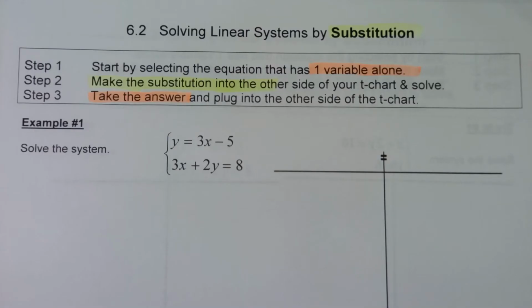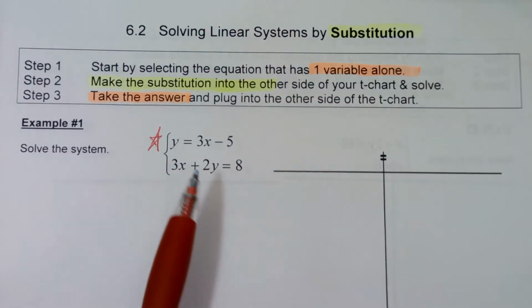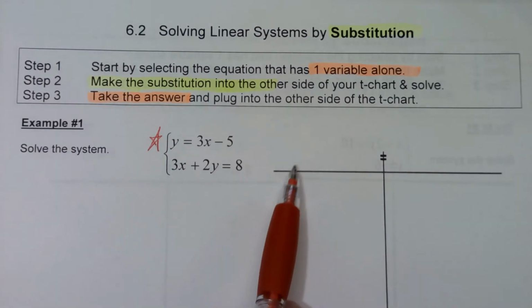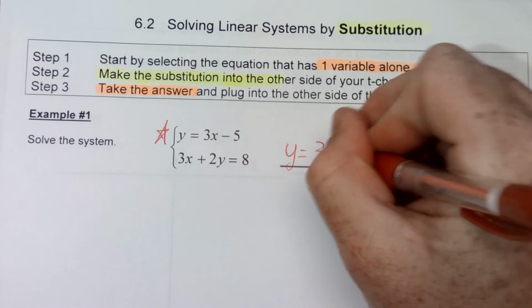Our first step, like it said, was to start by choosing the equation that has one variable alone. Our top equation is the one that has one variable alone, because y is by itself right here. So that's what we're going to put first on this side of our t-chart. We're going to do y equals 3x minus 5.